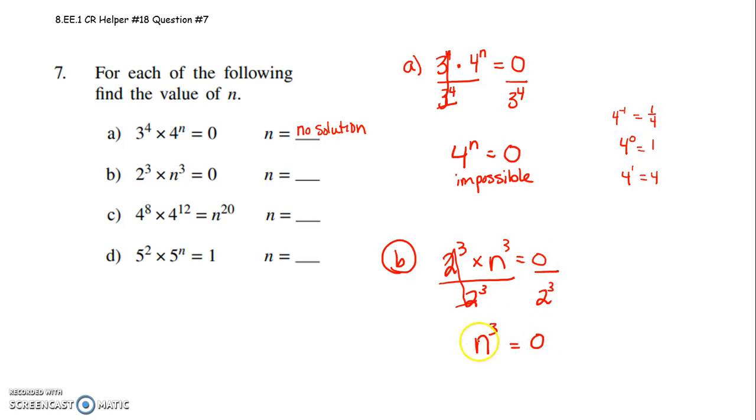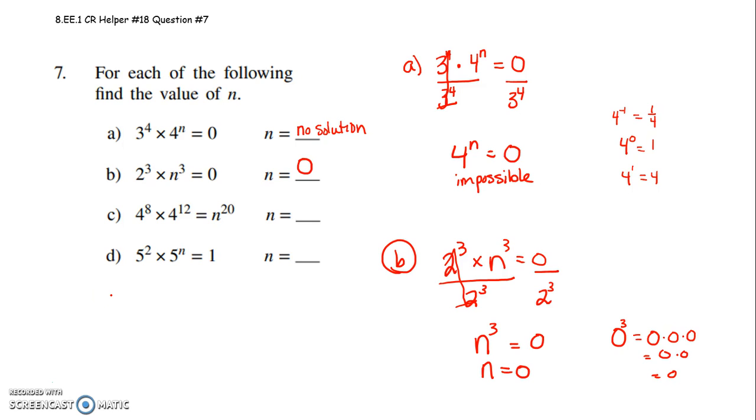So now I want to know a value for n that if I raise it to the 3rd power, I'd still get 0. Well, guess what 0 to the 3rd power is? 0 to the 3rd equals 0 times 0 times 0. 0 times 0 is 0, times 0 is 0. So therefore, n must equal 0. So in that case, n will be equal to 0.